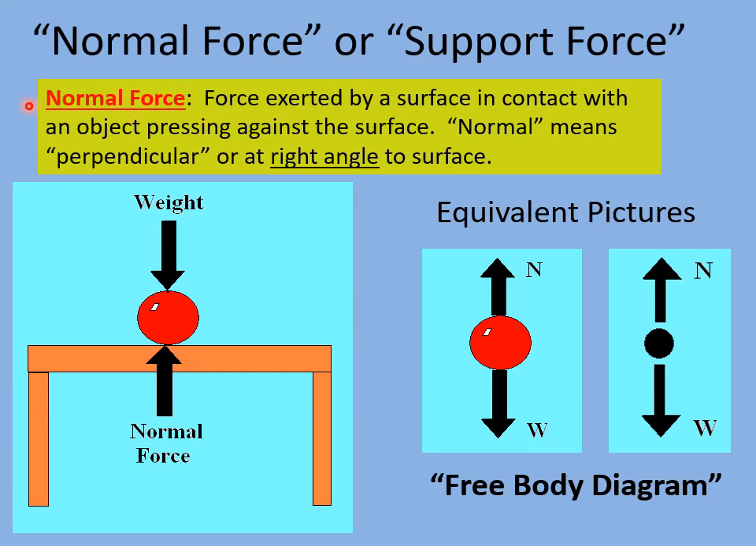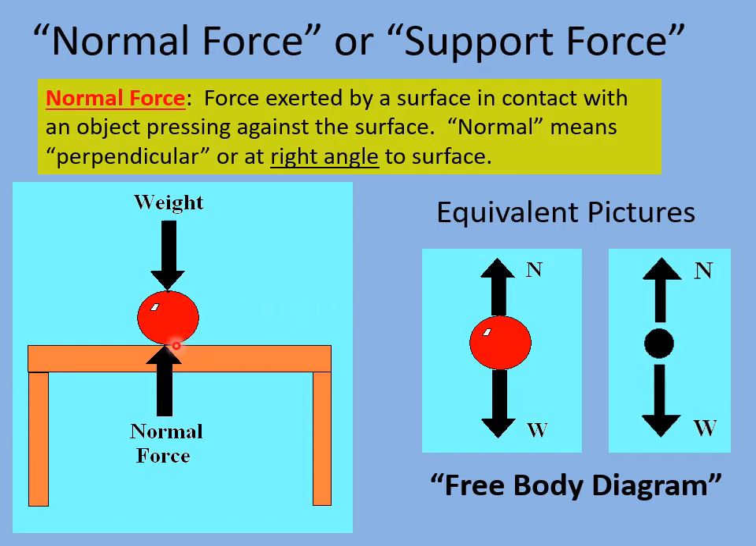So a normal force, by definition, is a force exerted by a surface in contact with an object pressing against the surface. Normal means perpendicular here. It's a mathematical term. Normal means at right angles to the surface. So if the tabletop is horizontal like this, the normal force is going to be vertical and pointing upwards. And of course, a normal force is a contact force. It requires contact between the object and some surface, whether that surface is the floor, a table, or if something is leaning up against the wall, the normal force can be the wall pushing outwards on the object.